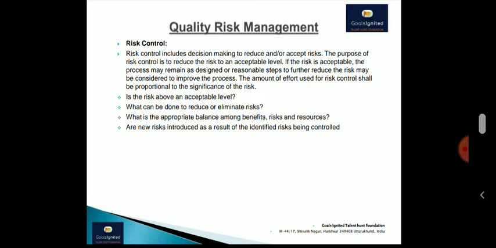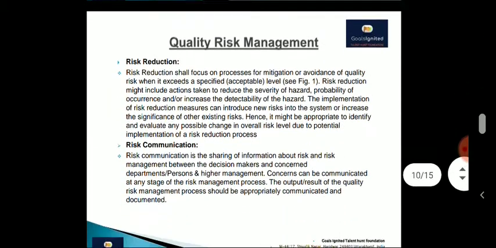Is the risk above the acceptable level, yes or no? Then what can be done to reduce, eliminate, or mitigate the risk? What is the appropriate balance among benefits, risk, and resources, and is a new risk introduced as a result of the identified risk being controlled? So this is a part of the risk control, which is an essential part of the quality risk assessment.